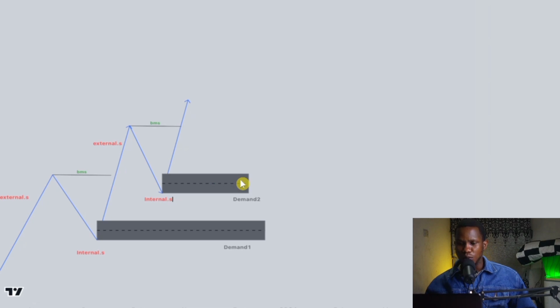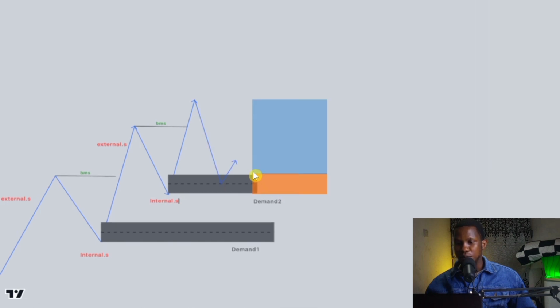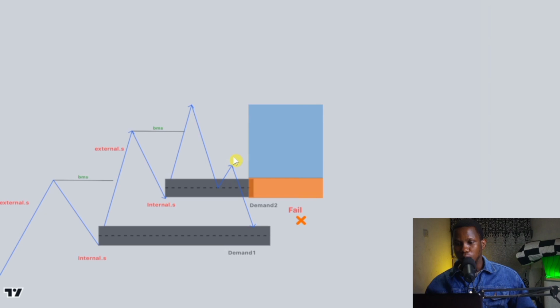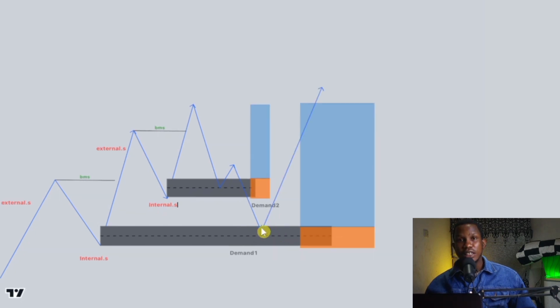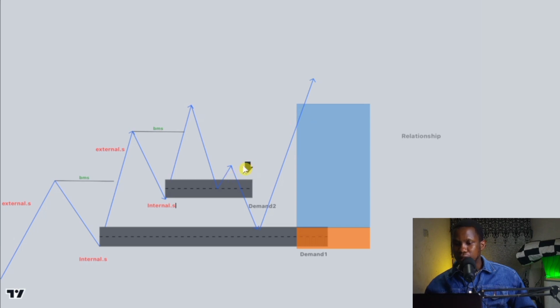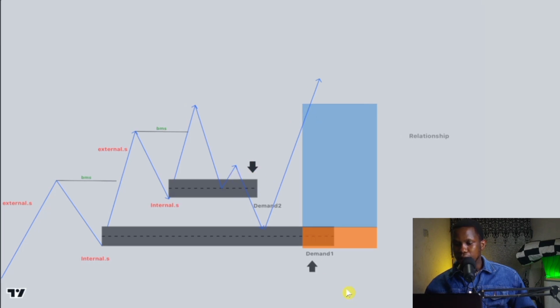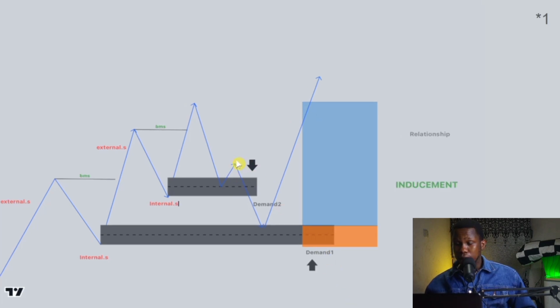Ask yourself this question: which one of these is valid for you to trade from? If you choose number 2, then you enter from this level, the market goes to the upside for you, and then there is a market failure, which will finally tap to your demand 1 that you've been waiting for, and finally move to the upside. The relationship between this demand 2 and this demand 1 is what we call an inducement.